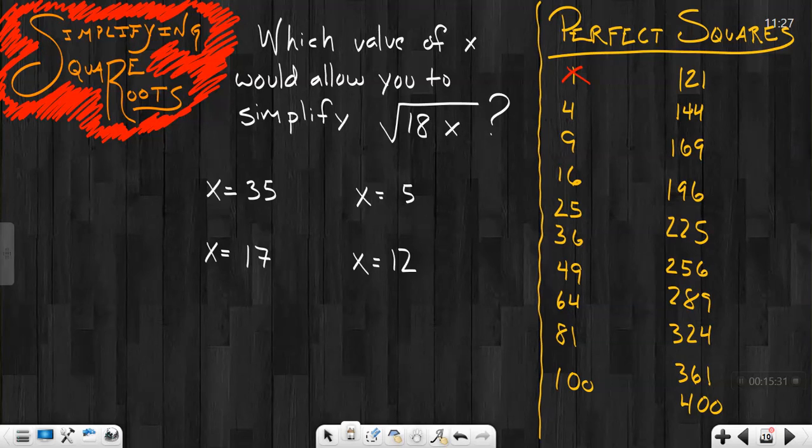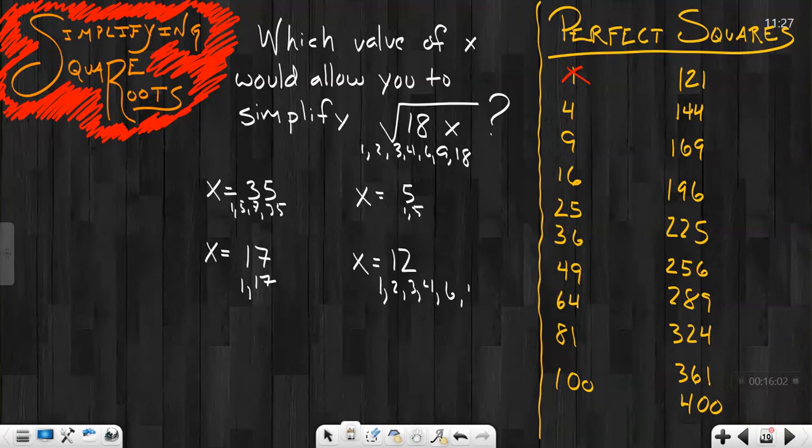All right, what about this? 18, well, the factors of 18, square root of 18x here, I'm looking at. I've got 2, 3, 4, 6, 9, and 18. Can I find a value of x that shares a common factor with that? Well, 35, that's 1, 5, 7, 35. Nope. 5 is prime, so it's 1 and 5. Nope. 17 is prime, so it's 1 and 17. But 12, 1, 2, 3, 4, 6, all right, and 12. In fact, that shares 4 of the factors that we're looking at. So 12 would definitely allow us to simplify if we plug that in there.